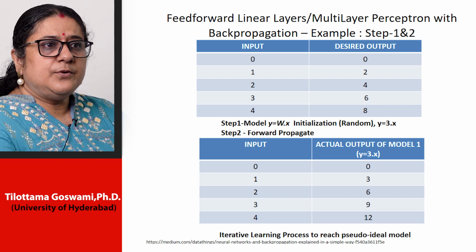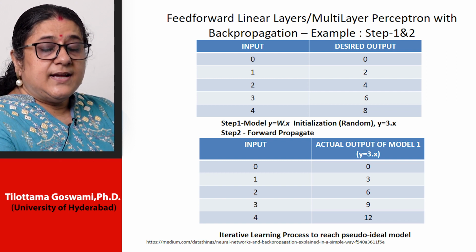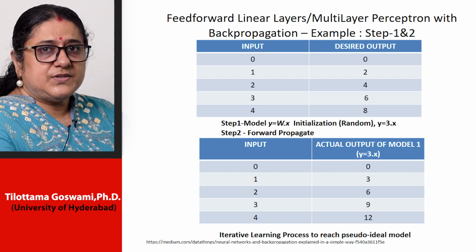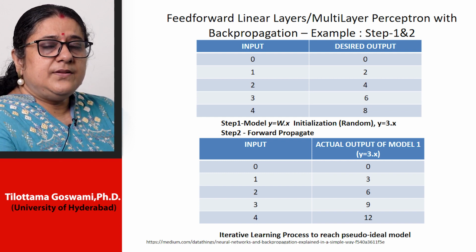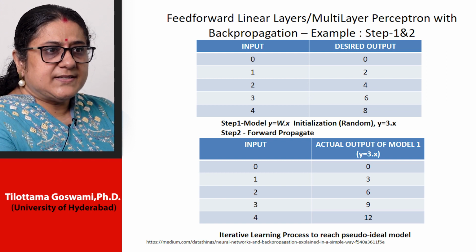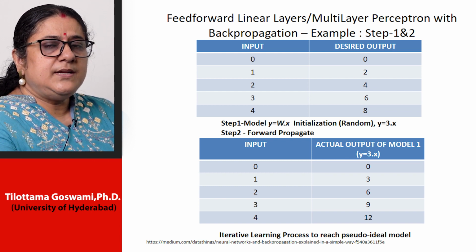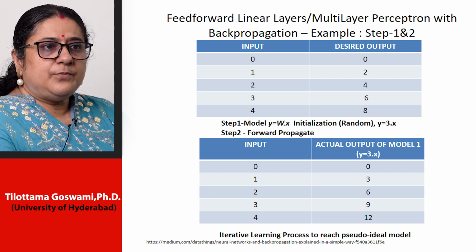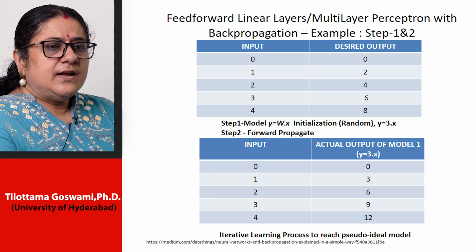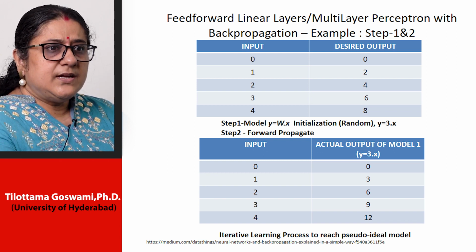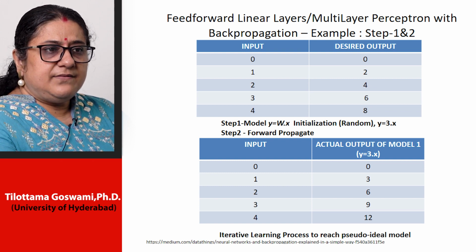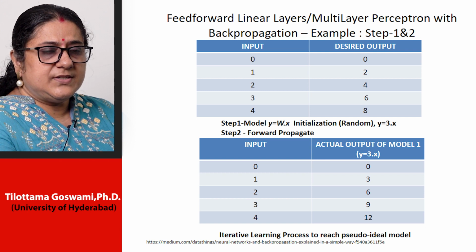Consider one example where the input is 0, 1, 2, 3, 4 and the desired output is 0, 2, 4, 6, 8. Model step 1, we will be initializing the weights. Y, the output, is equal to W of X, and we consider randomly W is equal to 3, so Y is equal to 3X. Step 2, forward propagate. For forward propagating, the actual output is computed by using Y is equal to 3X given the inputs on the left hand side. So the output is 0, 3, 6, 9, 12. This is not equal to the desired output which is mentioned above.